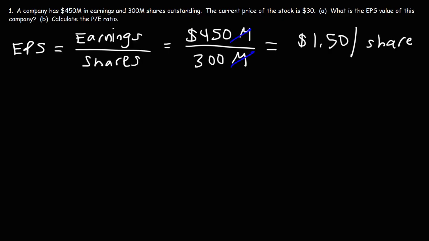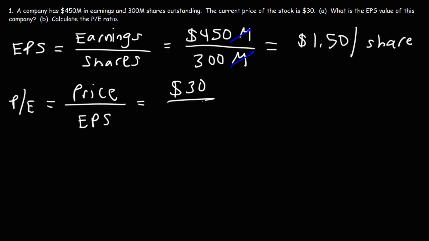Now let's move on to part B. Calculate the PE ratio. The formula that we should use to calculate the price to earnings ratio is the stock price divided by the EPS. So the price of the stock is $30. The earnings per share is $1.50. So dividing those two gives us 20. So that's the PE ratio for this company.